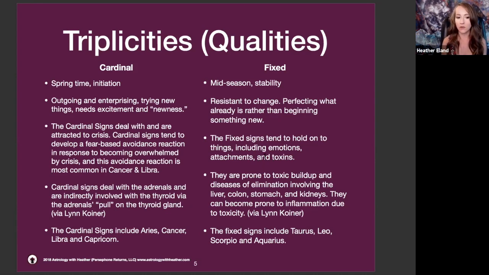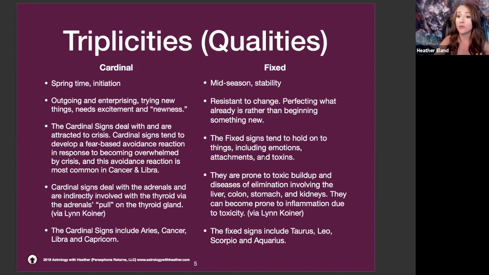The cardinal signs deal with the adrenals. And so crisis, right? They deal with the adrenals, they deal with the sympathetic nervous system, they deal with this energy of adrenaline and being amped up and being ready to do something. And so they all carry this energy in a little bit of a different way, which we'll get into. And so the cardinal signs include Aries, Cancer, Libra, and Capricorn, like I mentioned before.